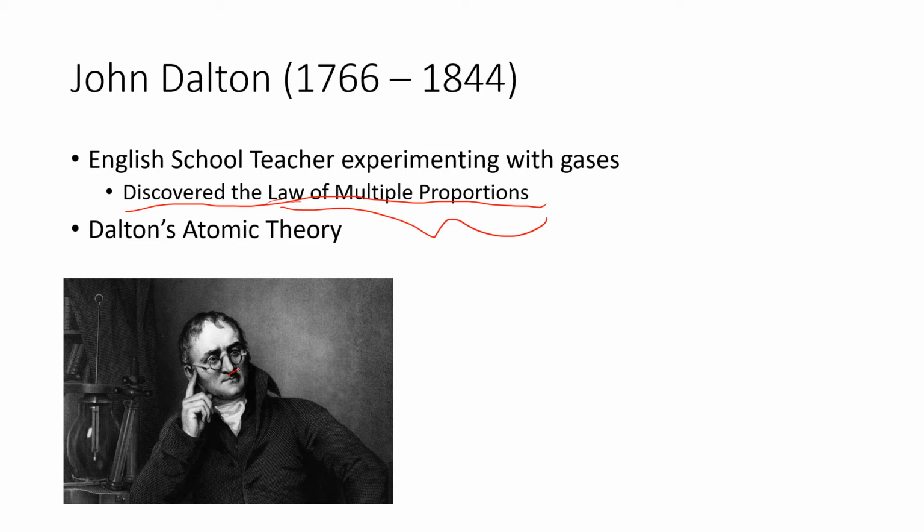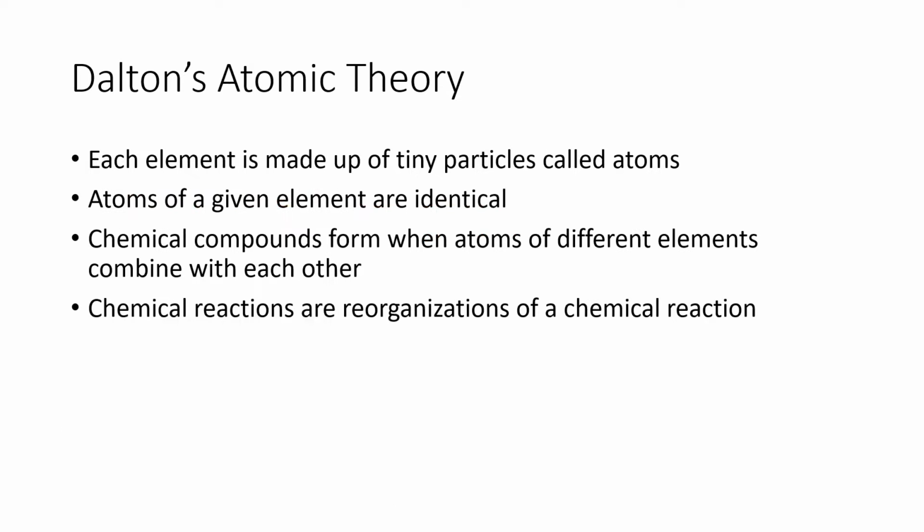This is a picture of Dalton himself. And we'll be talking in this video lecture about his atomic theory. Now, he has mainly 4 points in his atomic theory. One is that each element is made up of tiny particles called atoms. Atoms of a given element are identical. That's number 2. Number 3, chemical compounds form when atoms of different elements combine with each other. And number 4, chemical reactions are reorganizations of atoms.